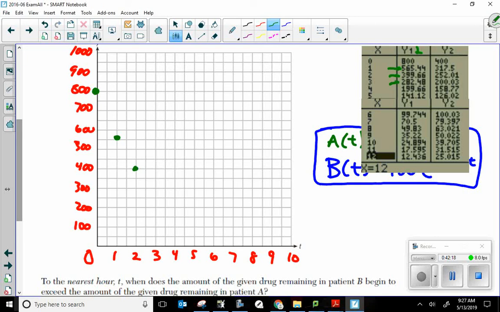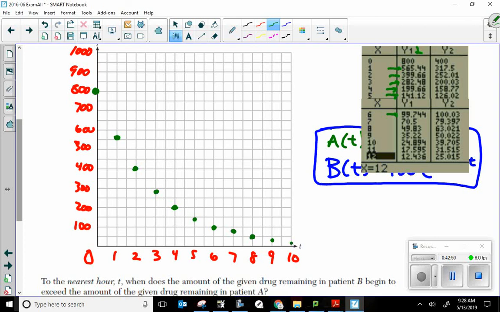Okay, and we're just going to keep on going down this. 282 at 3, that's closer to 300. 4 is just about 200 right here. 5 is 141, so that's a little bit below 150. 6 is at about 100. Okay, 7 is at 70. It's about here. 8 is 50. 9 is 35. 10 is about 25, which is about here.